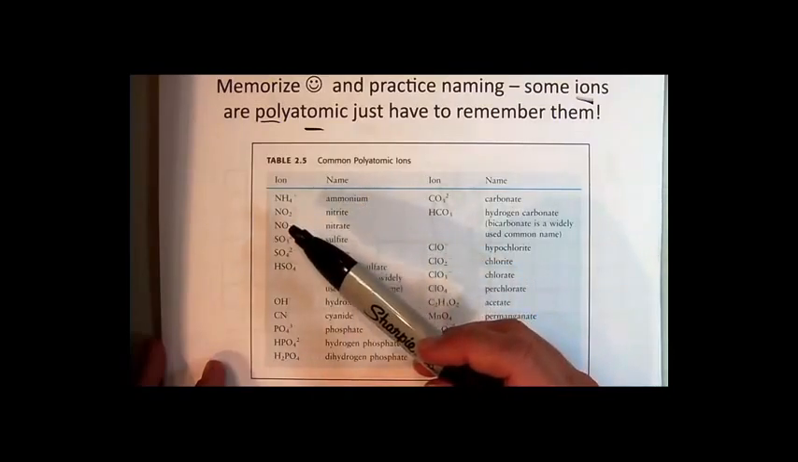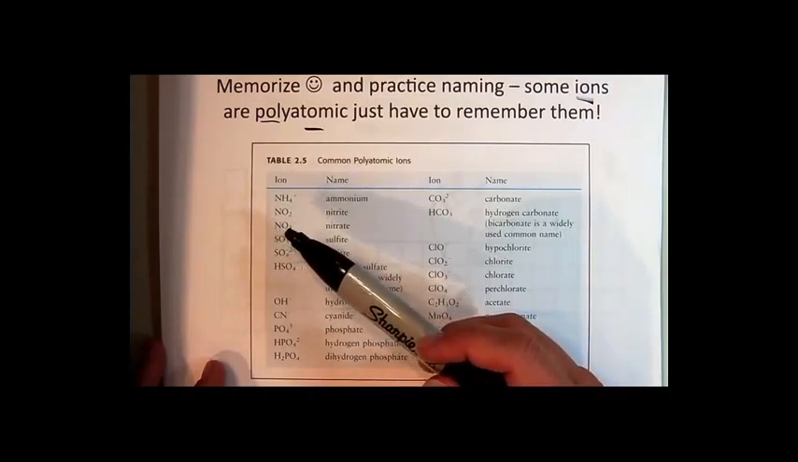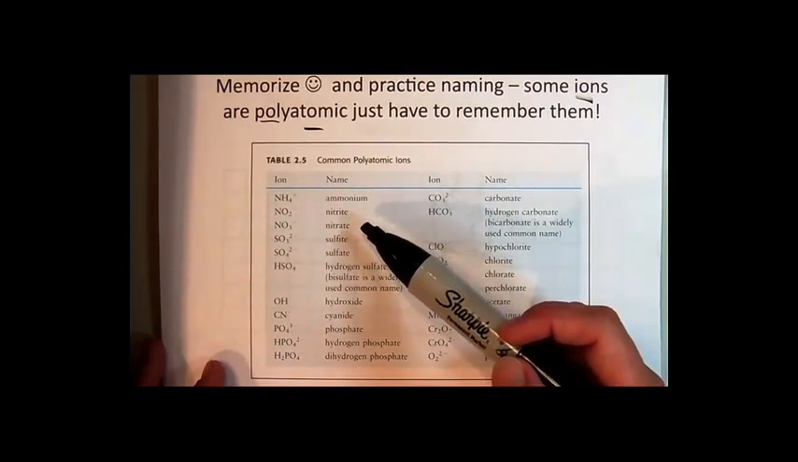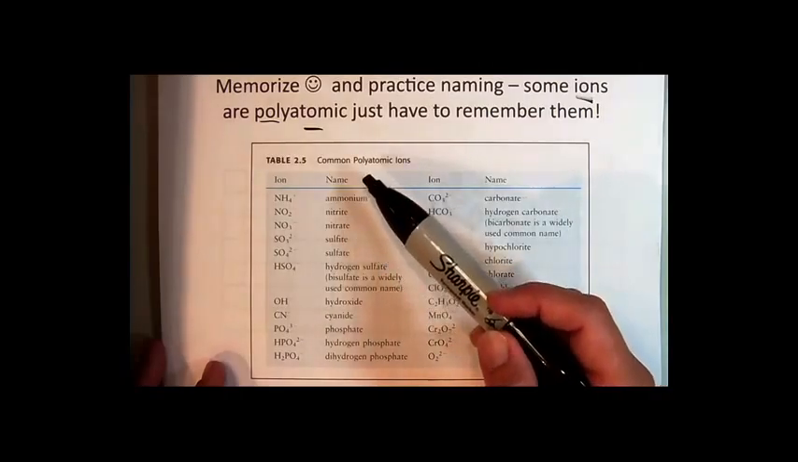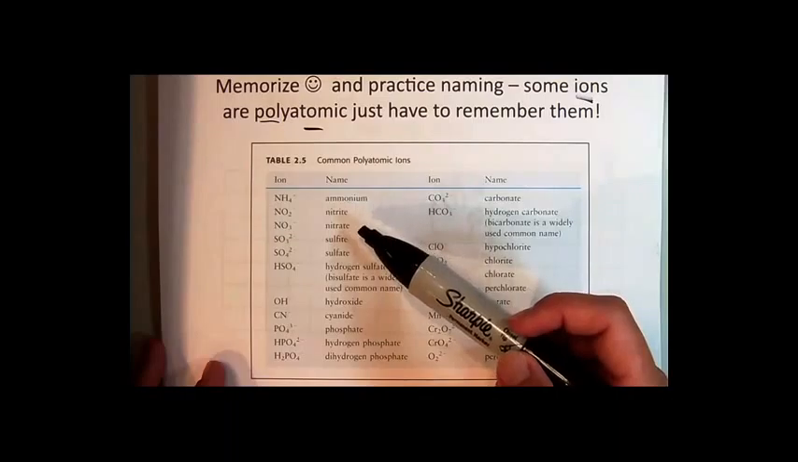For example, nitrate, NO3: the nitrogen is chemically combined to the 3 oxygens, and the whole cluster, the whole group of atoms, carries a -1 charge. You just have to remember the name. I'll give you a hint, though. The polyatomic ions oftentimes end in ITE or ATE for the endings.